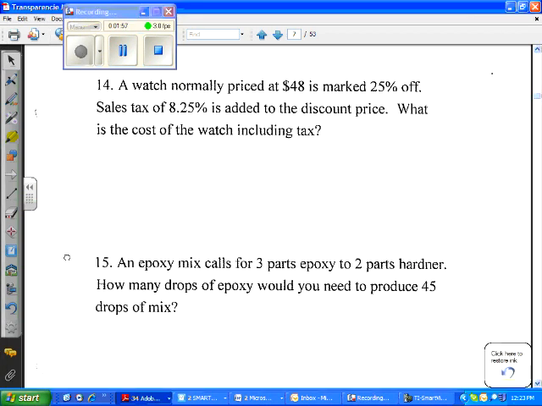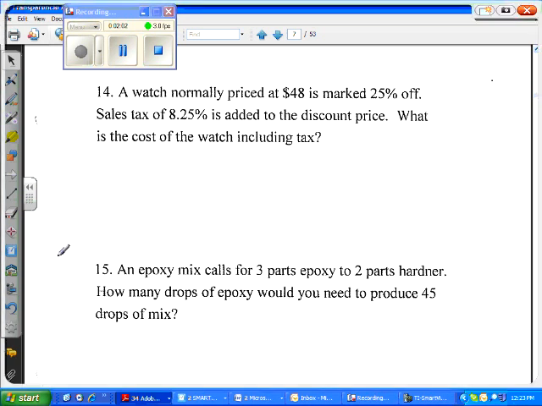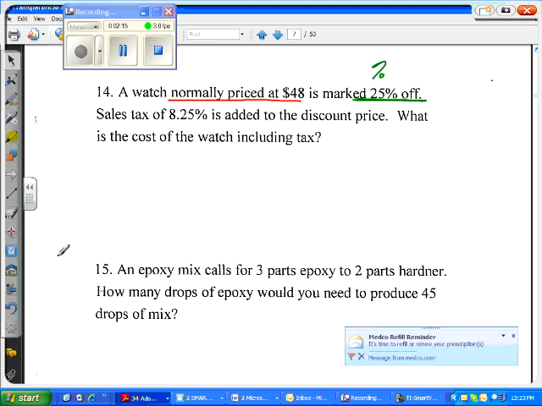We're going to try to keep this basic logic as we can here. It says a watch normally priced at $48 is marked 25% off. We recognize that as a percentage off. We could call that a percentage of decrease.